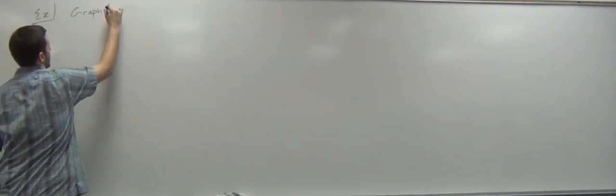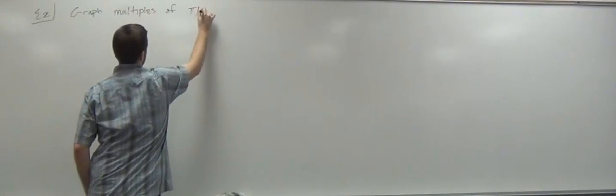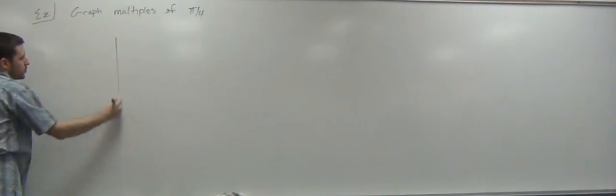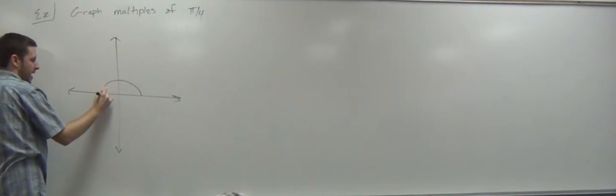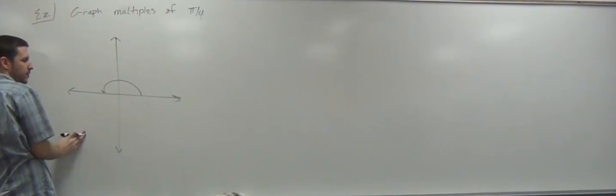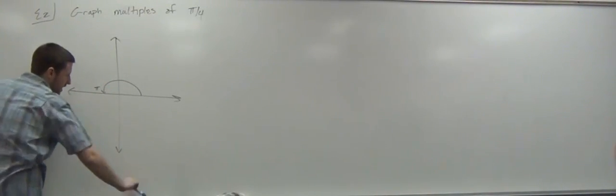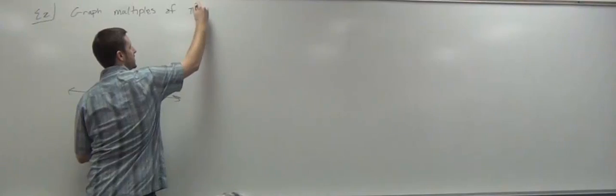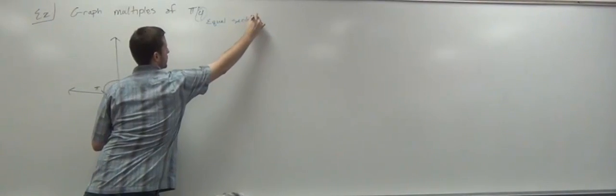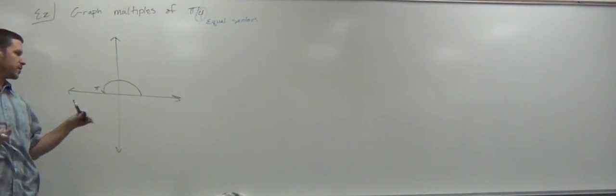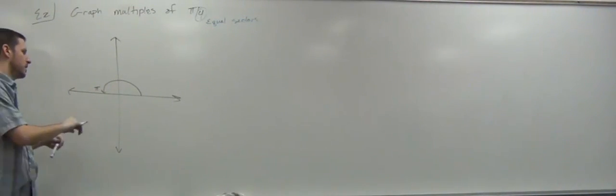Here's how to graph multiples of pi over 4. We start by taking pi, which is a half circle, half of a full rotation, that's pi. And you break that into 4 equal sectors. Because we're dealing with pi over 4, this tells you the number of equal sectors, the denominator. So if I were dealing with multiples of pi over 6, I would break this half rotation into 6 equal sectors, right?